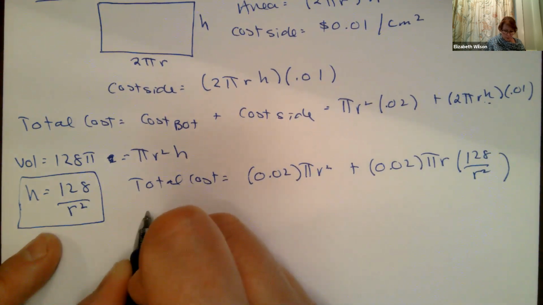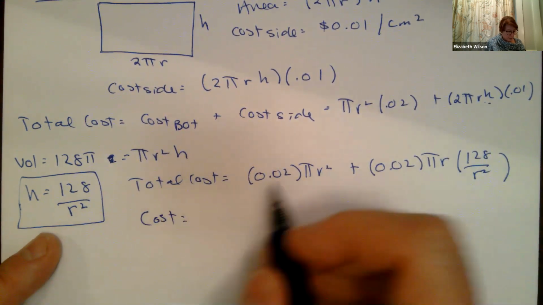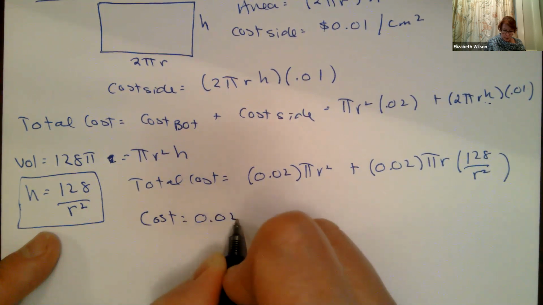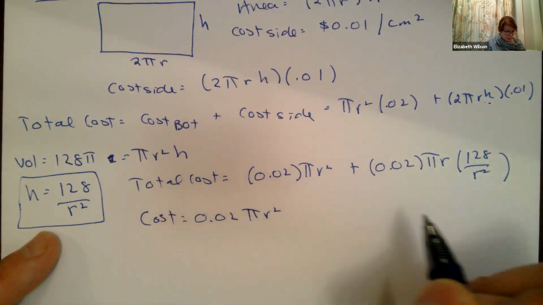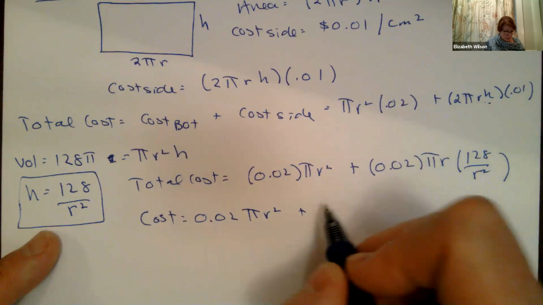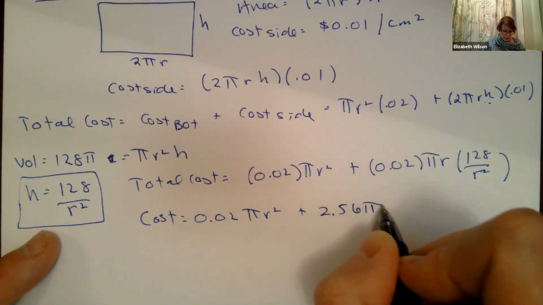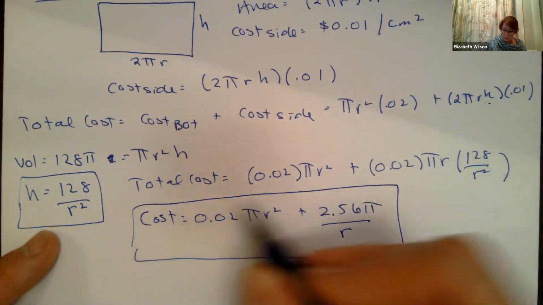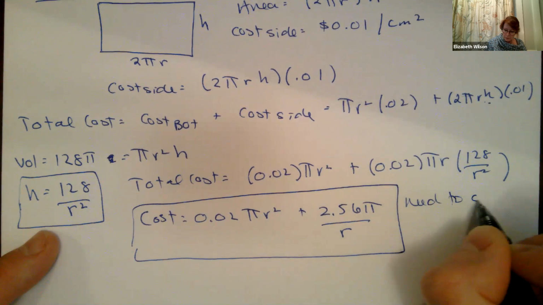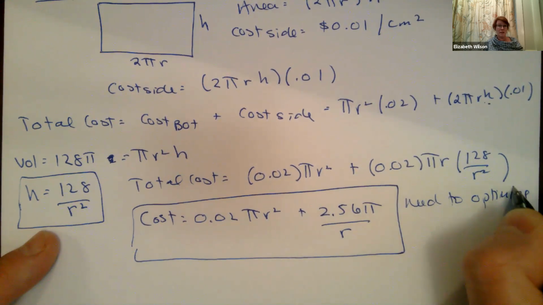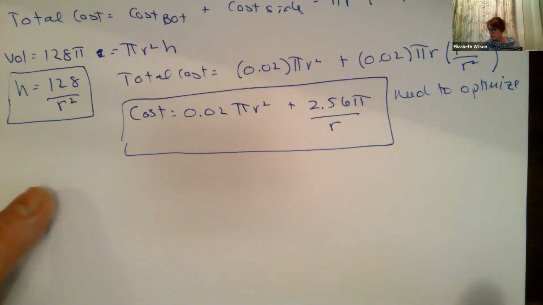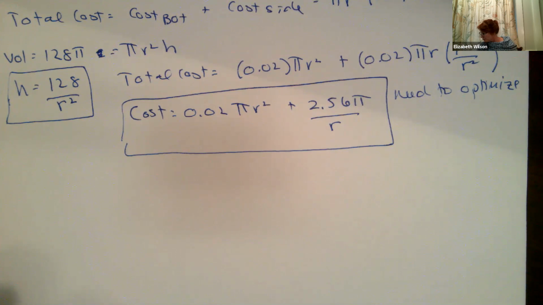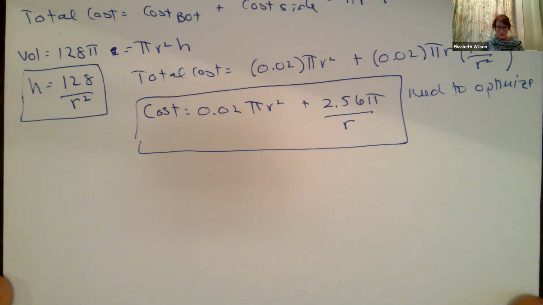So my cost equation, I'm going to multiply it all the way out, 0.02 pi r squared plus, right, I multiply all these things through and I got 2.56 pi all over r. This is the equation that we need to optimize. We want to minimize it, right? We want to find the min, which just means we're going to have to find the radius, which is going to give us a minimum. Because we were asked to minimize our cost, right? You know, typically don't want to maximize your cost on an item.